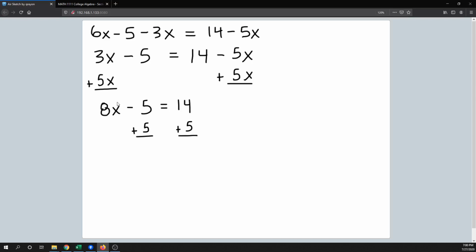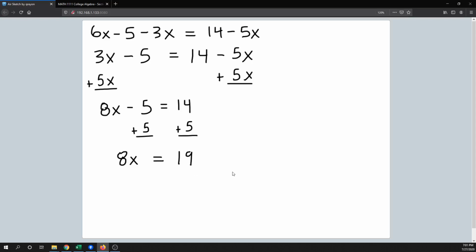The 8x is just going to be brought down, and then you have negative 5 plus 5, that's going to be 0, which again I am not going to bother to write. And then over here on the right side I have 14 plus 5, that is 19. So I have 8x equals 19. I have accomplished the intermediate goal of getting all of the terms with an x on one side of the equation, and all of the terms without the x on the other side.